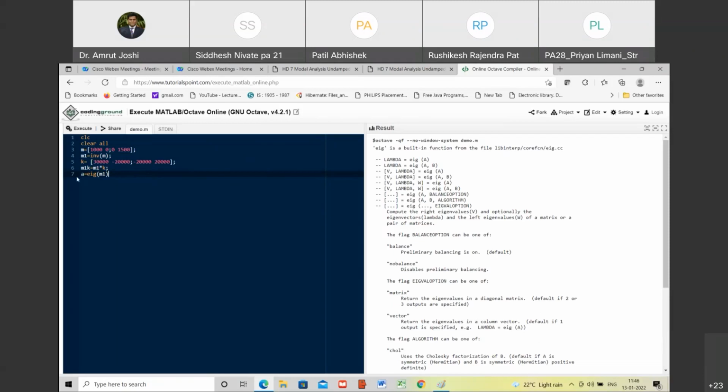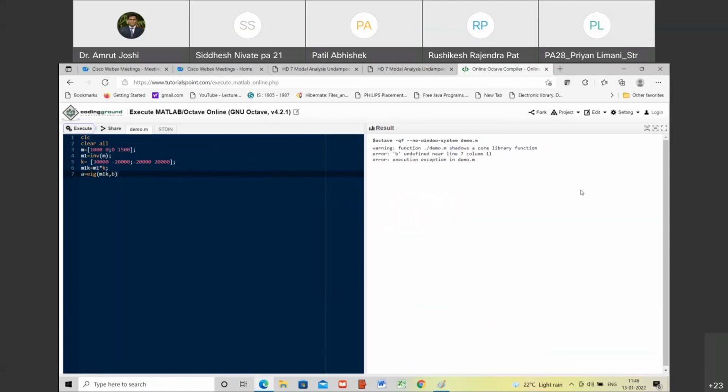Okay, so now I'm going to write down the command A is equal to eigenvalue of M1K. So eigenvalue of matrix A, comma, I am going to write it as small b. Let us try to evaluate what is the outcome of this command. Let me execute it. What does it say? Error, b is not defined near line 7 and column 11. What is that? Just give me a second.